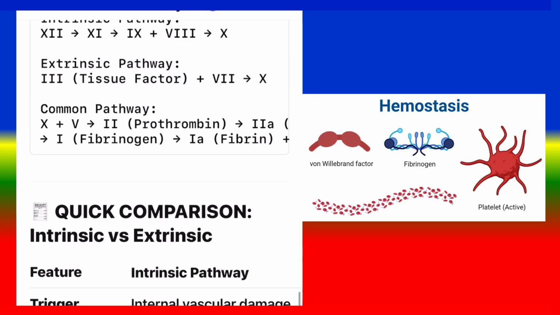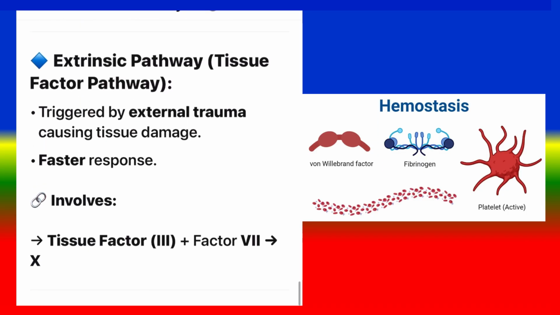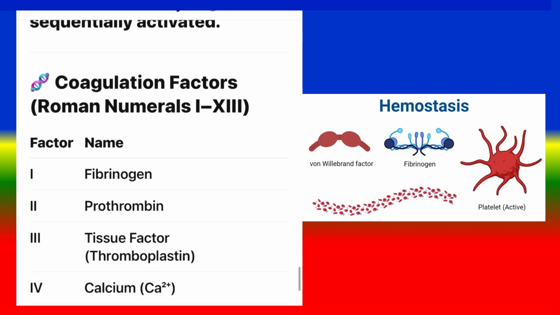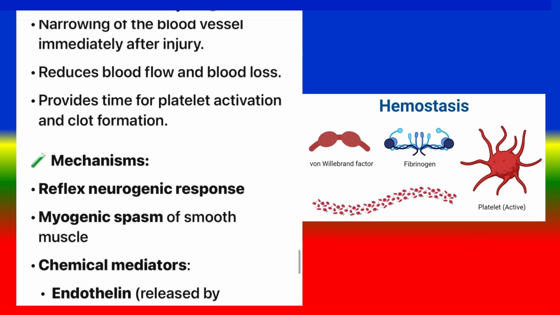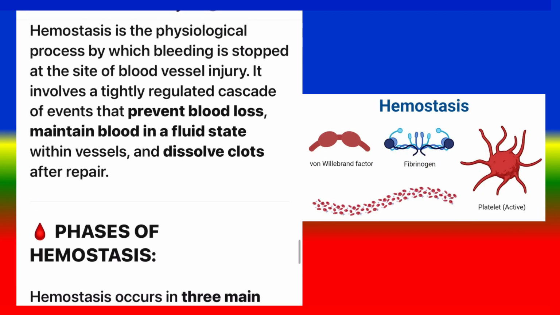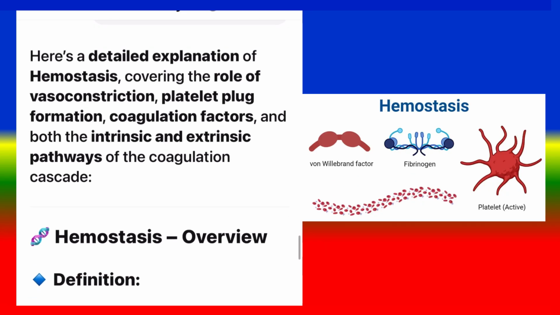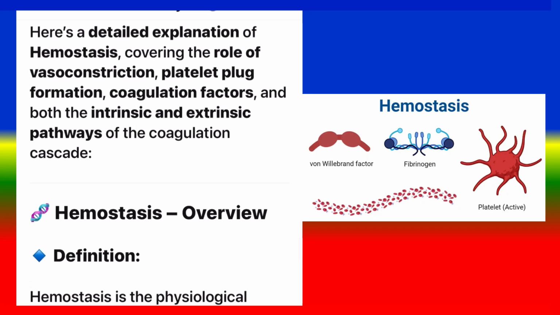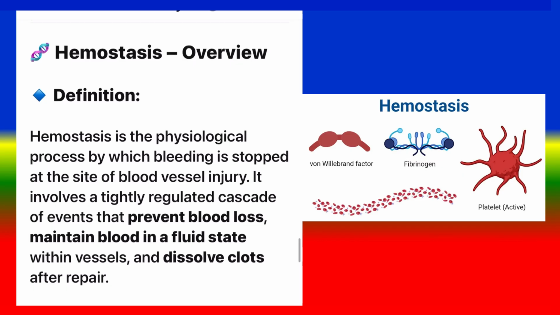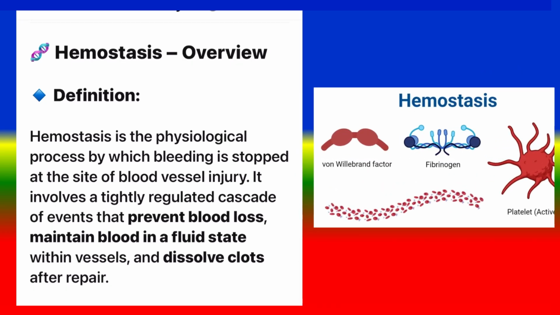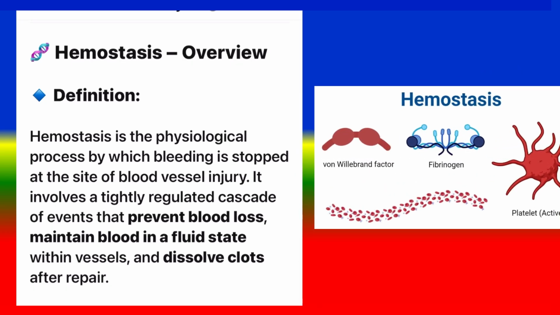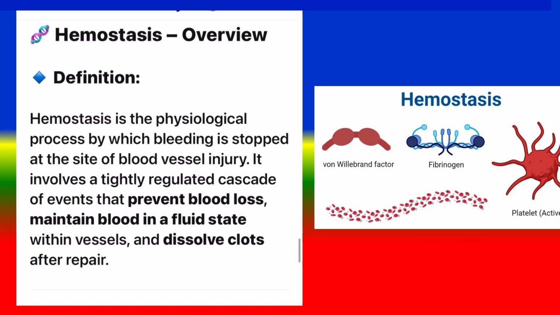Here's a detailed explanation of hemostasis, covering the role of vasoconstriction, platelet plug formation, coagulation factors, and both the intrinsic and extrinsic pathways of the coagulation cascade. Hemostasis. Overview. Definition: hemostasis is the physiological process by which bleeding is stopped at the site of blood vessel injury.